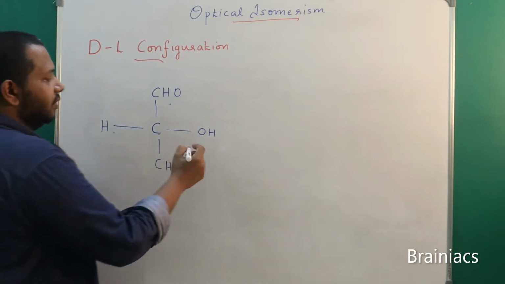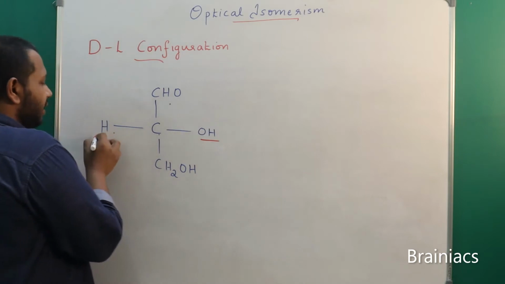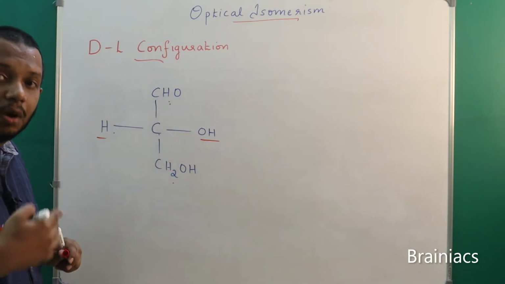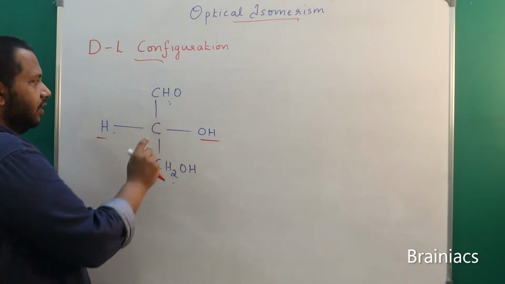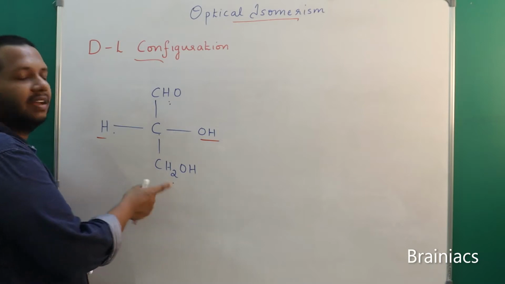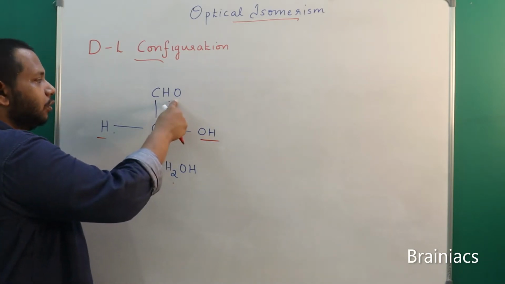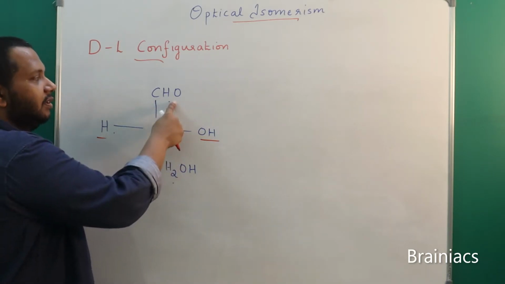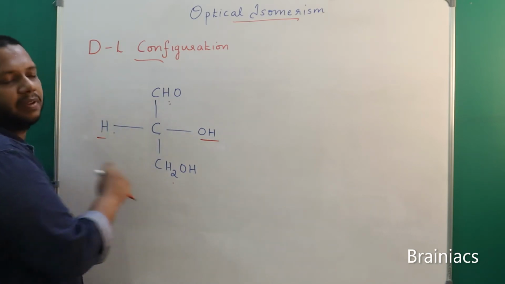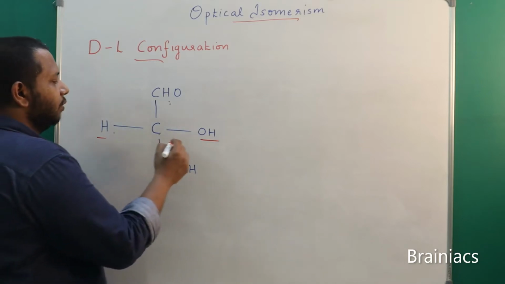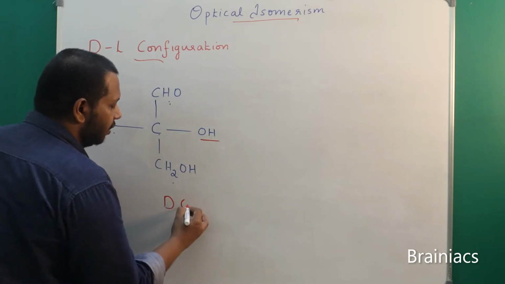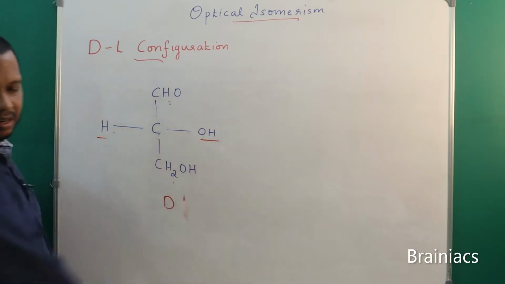First thing, we can see the OH is on the right side, hydrogen is on the left, and comparing aldehyde and alcohol, we know that the more oxidized form is the aldehyde, because alcohol has a huge number of hydrogen atoms, so surely it is the reduced form. So the oxidized form is on the top. Comparing to alcohol, aldehyde is more oxidized. Alcohol is less oxidized and present at the bottom. So what configuration is this? I can give this as D configuration. I can say it is D glyceraldehyde.